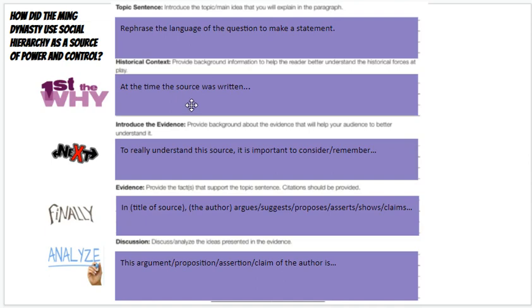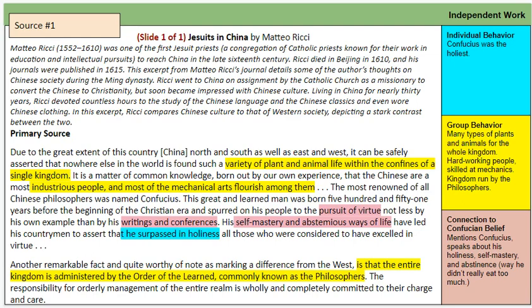You're going to talk about social hierarchy, explain that it's rooted in Chinese religion, it's rooted in Confucianism, and how there's certain expectations, and you're going to give that background. Then you would introduce your evidence. Remember this source that you marked up about group behavior, connections to Confucian belief, and individual behavior? That's when you would introduce the source.